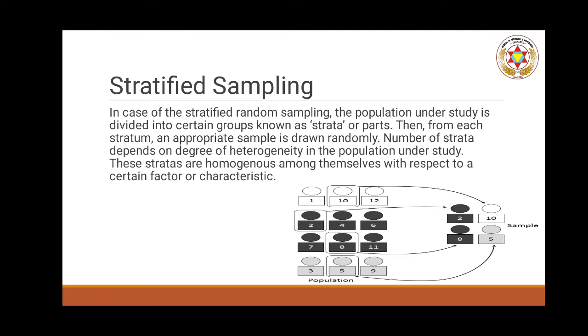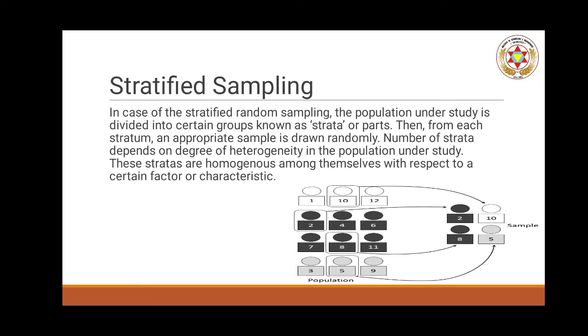The next method is stratified sampling. In stratified random sampling, the population is divided into certain groups known as strata or parts, and then from each stratum, an appropriate sample is drawn randomly. The number of strata depends on the degree of heterogeneity in the population under study, but when divided, each stratum is homogeneous within itself with respect to certain characteristics of the population.